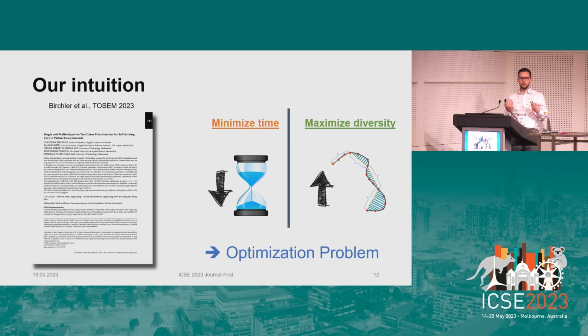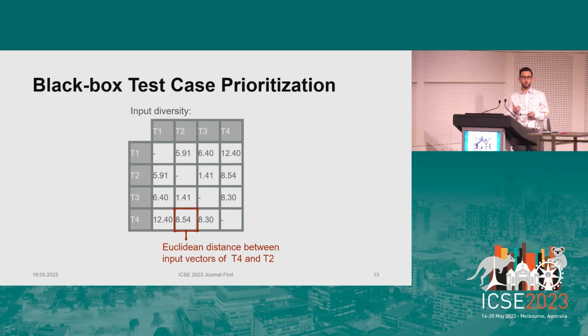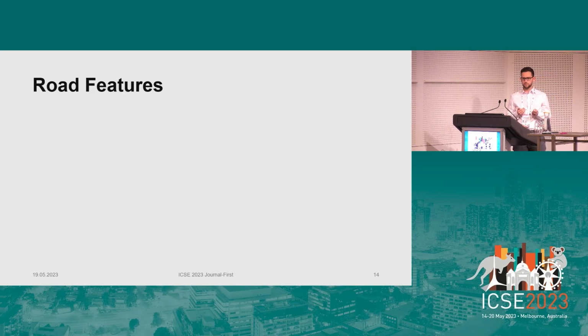So we came up with the intuition that we should minimize the test execution cost early in the testing process and also provide maximum diversity early in the testing process. We do black box testing, and we need a measure for diversity: input vectors where we can apply distance metrics. We use the Euclidean distance metric.